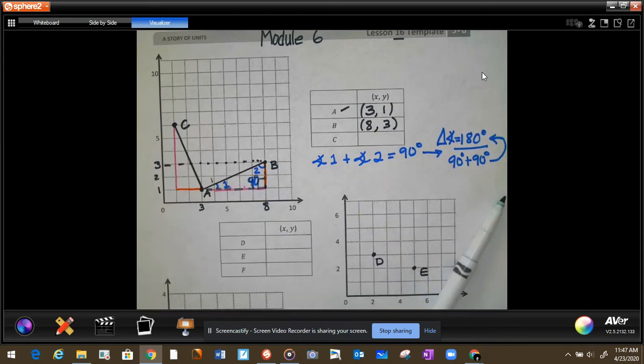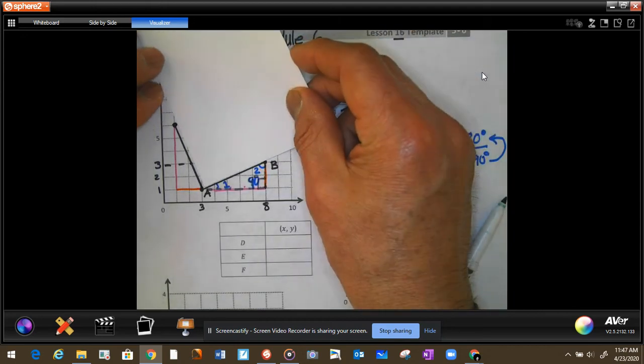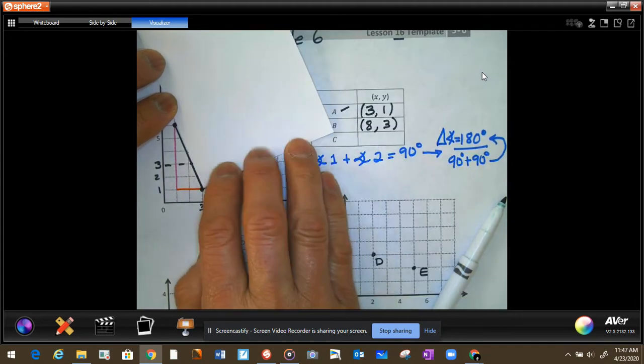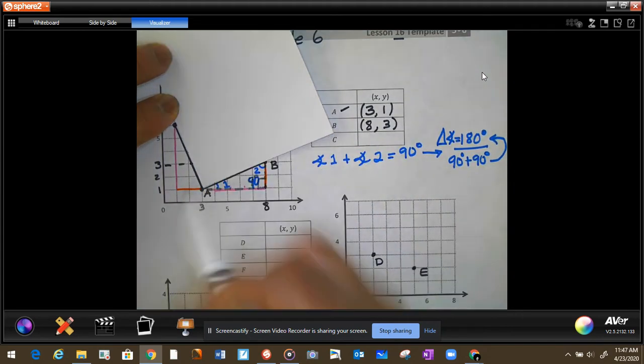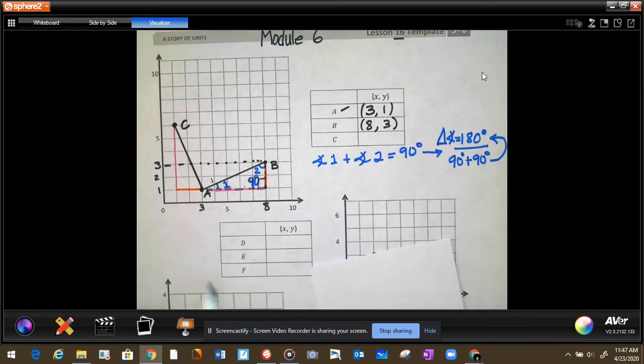Now remember, if you get in a bind, always use your index card. If you already have a line, just place the index card right on top of the line that was given to you, and then draw this line right here, and that will give you the point. Now let's find the coordinates for that point.